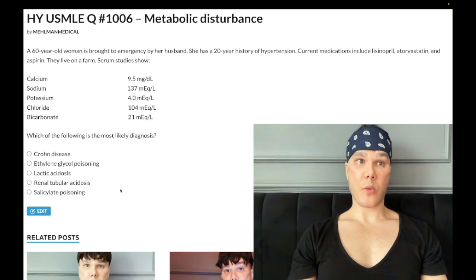acidosis. So methanol, uremia, DKA, phenformin, some obscure drug you don't need to know, iron slash isoniazid, lactic acidosis, ethylene glycol, which is antifreeze, salicylates, which is aspirin. So those are high anion gap metabolic acidosis.